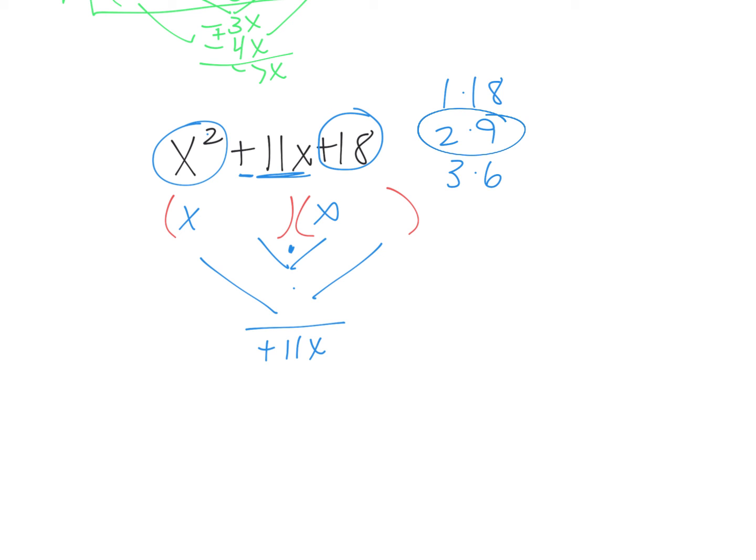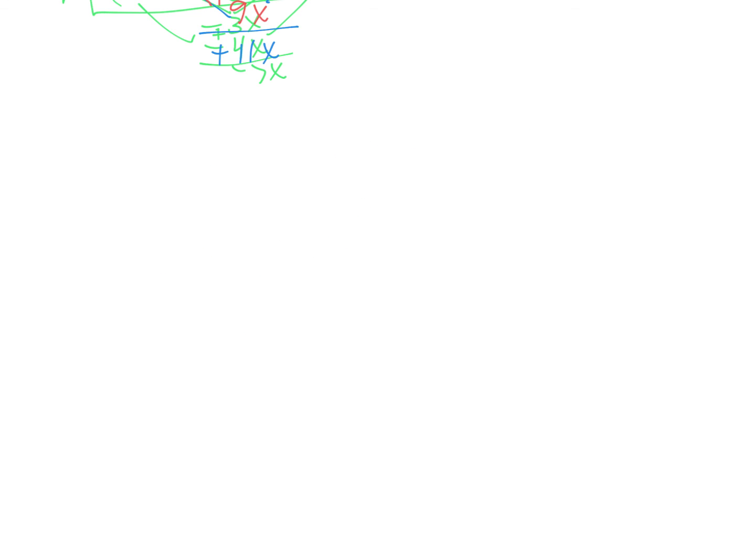9 and 2, right? So if I put a positive 2 and a positive 9, 2 times x is 2x. 9 times x is 9x. If I add them together, I get 11x. And so this is my answer. Okay, let's look at another one. What if I gave you x squared plus 3x minus 18?